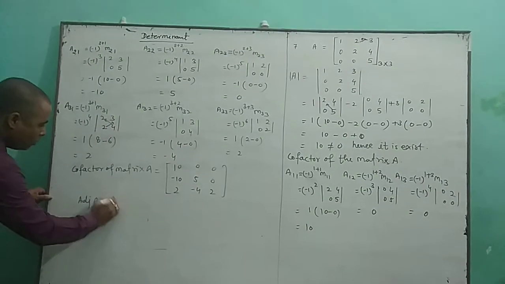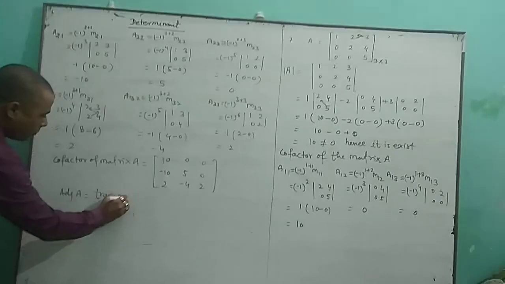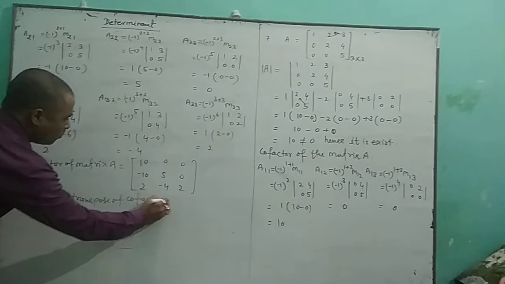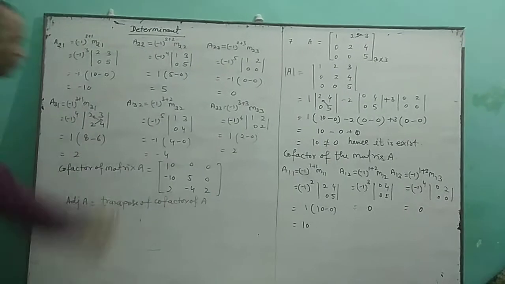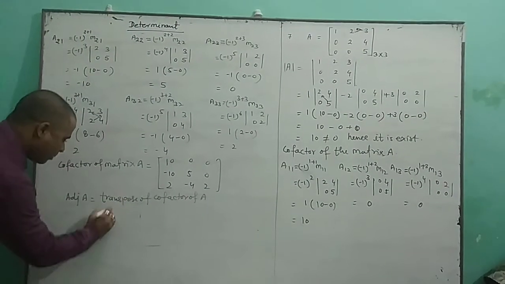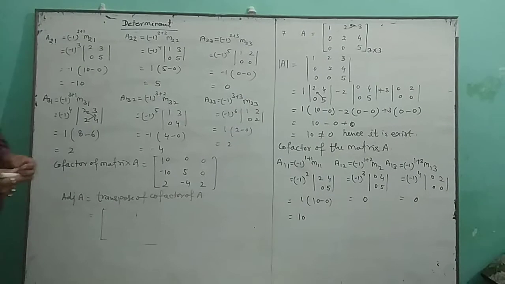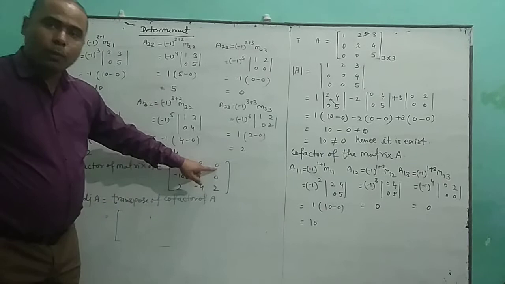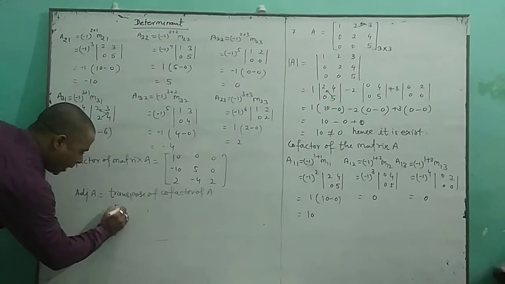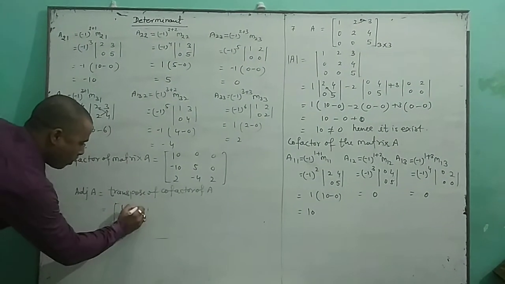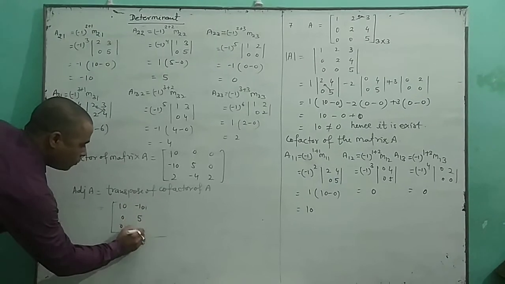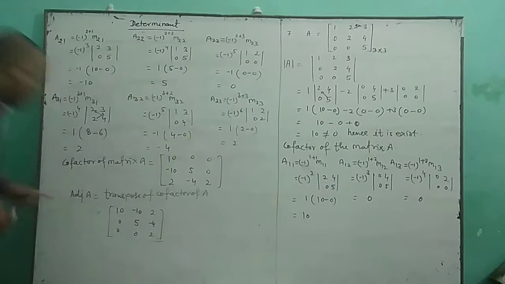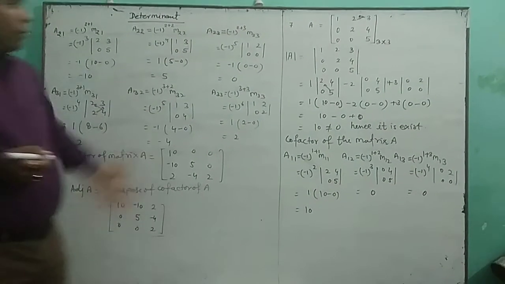Adjoint of A is equal to transpose of cofactor of A. Transpose of cofactor of A, it means what will be the transpose value of the matrix. This one is 10 0 0 in R1, we have to write in C1. 10 0 0, minus 10 5 0, and after that 2 minus 4 and 2. This is the adjoint.